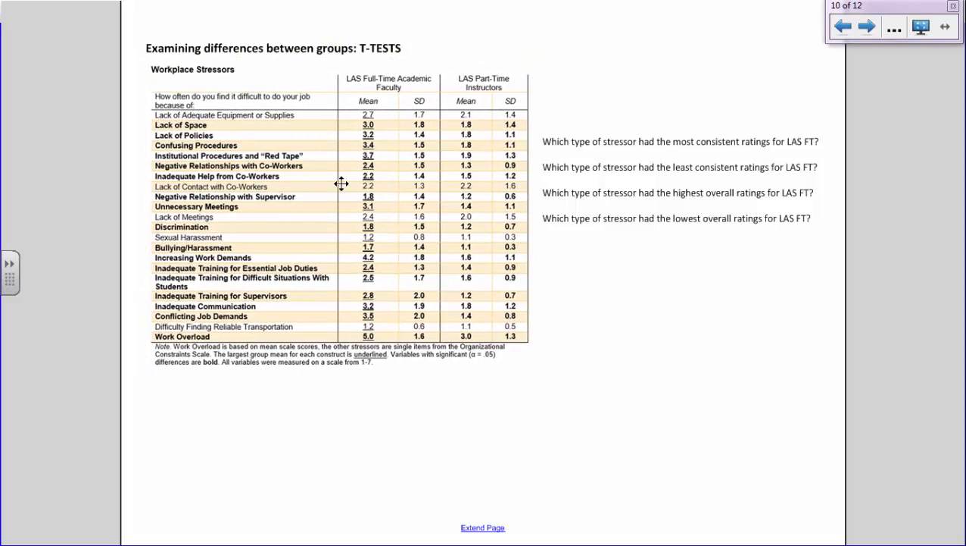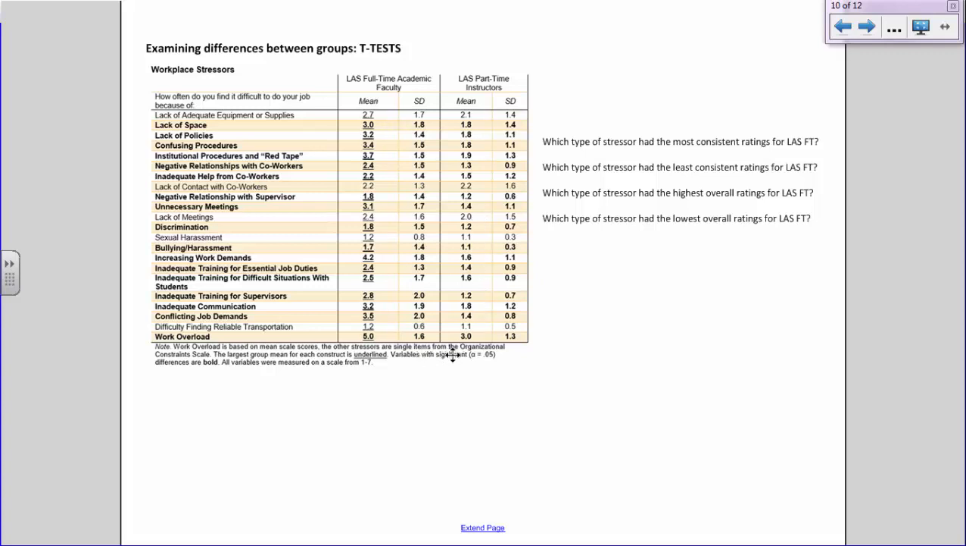So the way this table works, we've got liberal arts and sciences full-time faculty here and part-time instructors here. You'll see that each of the variables that I measured for the workplace stressors portion of the survey are here. So lack of space, lack of policies, discrimination, all those things. And you'll also see the means and the standard deviations are presented here. And if you look at the text at the bottom of the table, it says work overload is based on blah, blah, blah, blah. Okay, the largest group mean for each construct is underlined. So that's where the underlines come from.